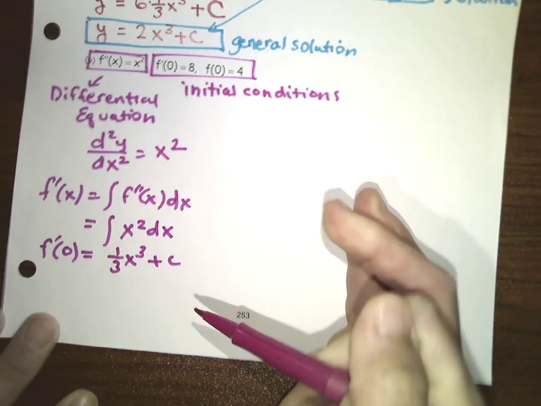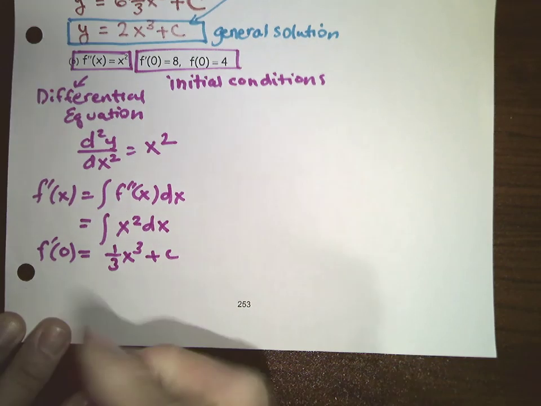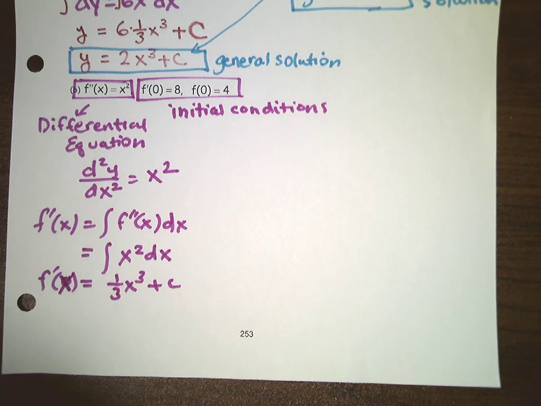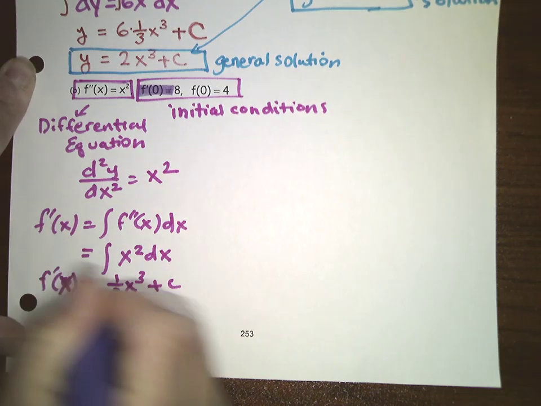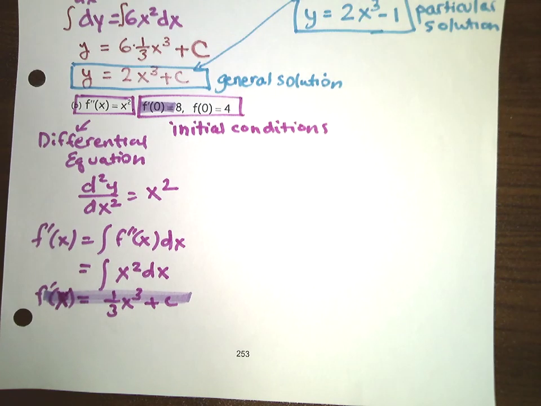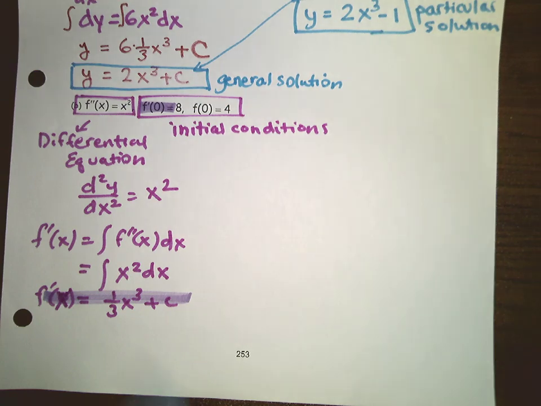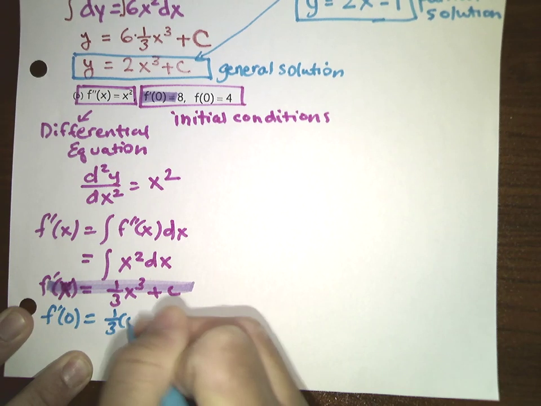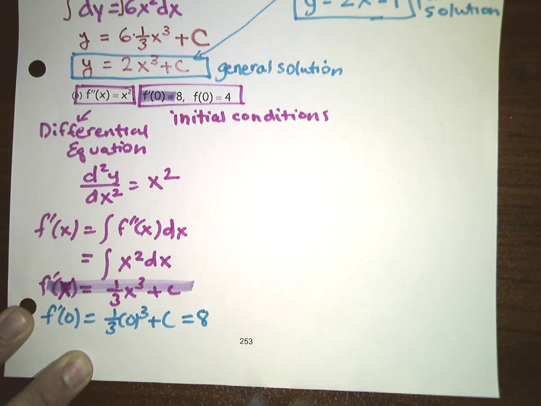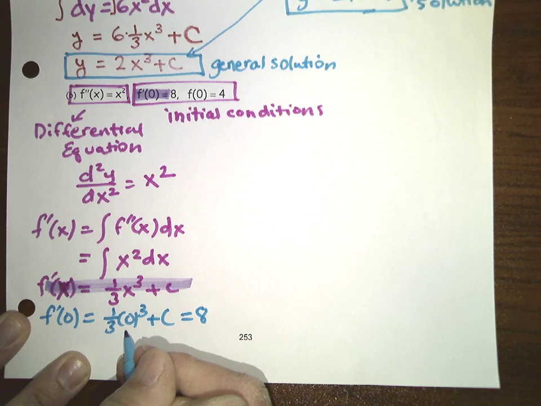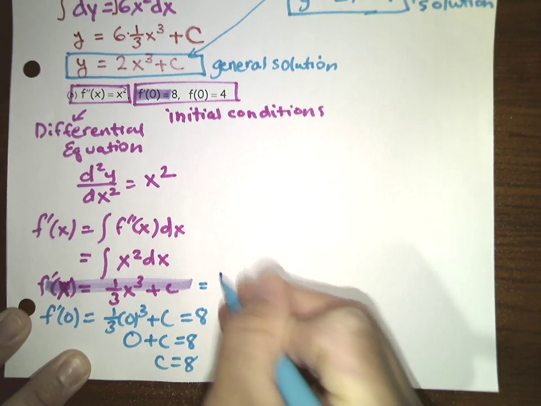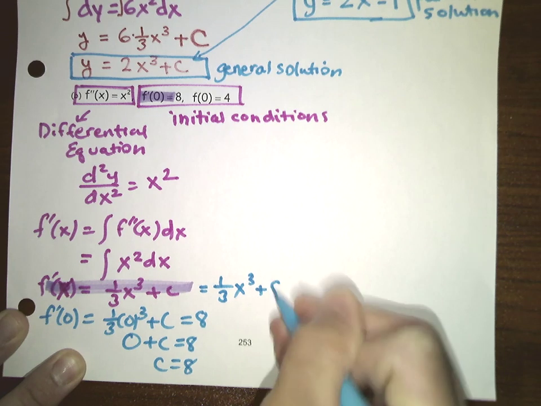That will be the first derivative, but then I need to use the initial condition to figure out what this c is. So I know that f prime of 0 was equal to 8. So f prime of 0 is 1/3 times 0 cubed plus c, that was equal to 8. So 1/3 times 0 cubed is 0, so 0 plus c is 8. So c is 8, and the first derivative is 1/3 x cubed plus 8.